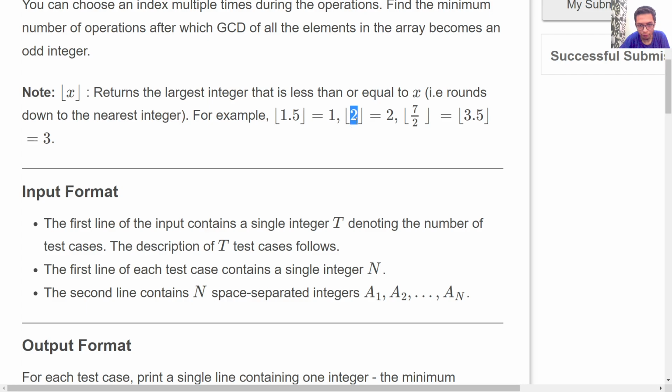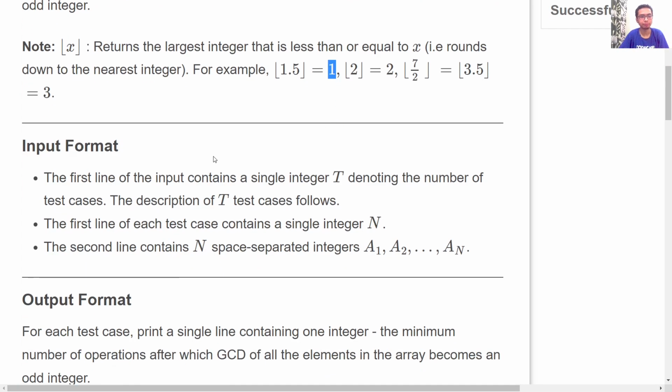Similarly for 2, we have no decimal point over here, so the answer would be 2. For 7 by 2, firstly I would convert it to decimal. So we have 3.5. Simply discard all the portion that comes after the decimal. So I'll simply remove this 0.5 from here, and my answer would be 3, right? Similarly, if I have 1.9 over here, then I'll remove the 0.9 and our answer would still be 1, right?